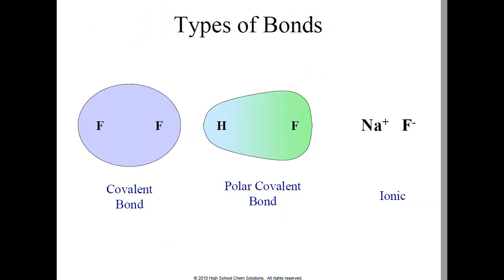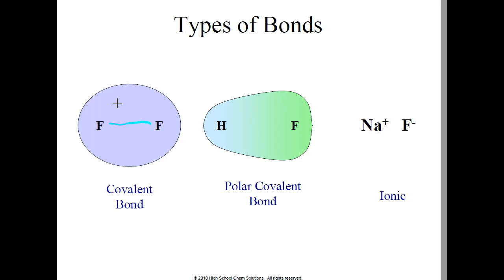Alright, so if we have F and F, for example, fluorine bonded to fluorine. Fluorine has an electronegativity value of 4.0. And the other fluorine has an electronegativity value of 4.0. So 4.0 and 4.0, the difference between those is 0. So that's not polar. Those two fluorines share their electrons equally.